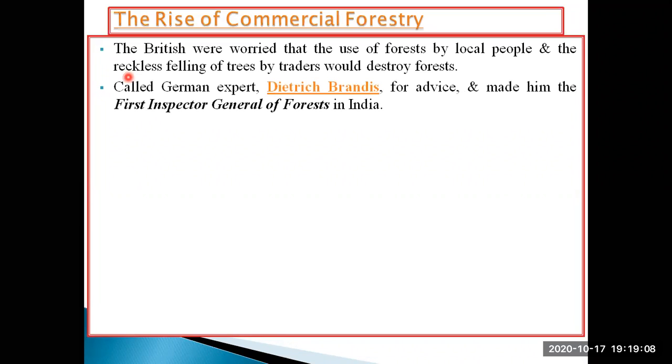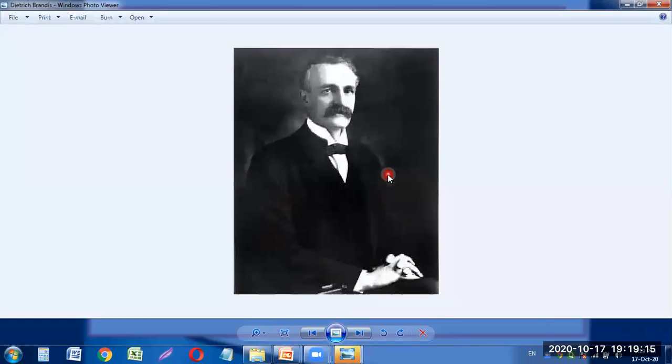They called a German expert known as Dietrich Brandis. His name is Dietrich Brandis. Let us see the man. He is the man, Dietrich Brandis.